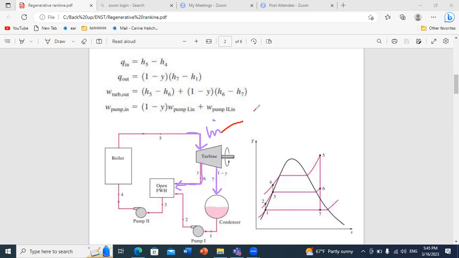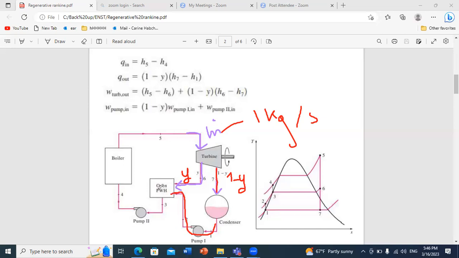Okay, so we consider 1 kilogram per second. One part will go to the open feed water heater, which is y, and another part will go through the condenser, which is 1 minus y. Then these two parts will mix again in the open feed water heater.